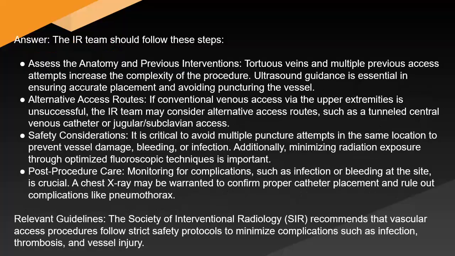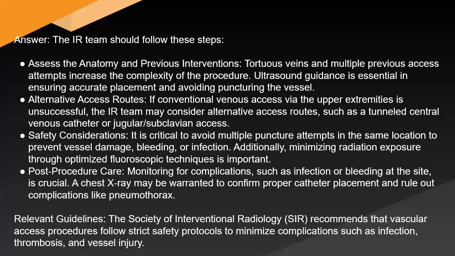Answer: the IR team should follow these steps. Assess the anatomy and previous interventions. Tortuous veins and multiple previous access attempts increase the complexity of the procedure. Ultrasound guidance is essential in ensuring accurate placement and avoiding puncturing the vessel. Alternative access routes: if conventional venous access via the upper extremities is unsuccessful, the IR team may consider alternative access routes such as a tunneled central venous catheter or jugular or subclavian access.